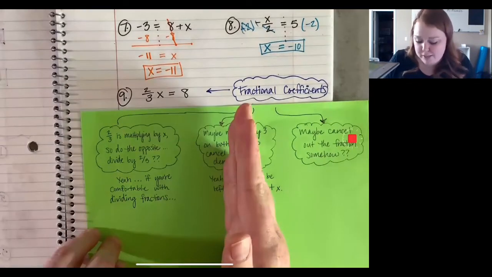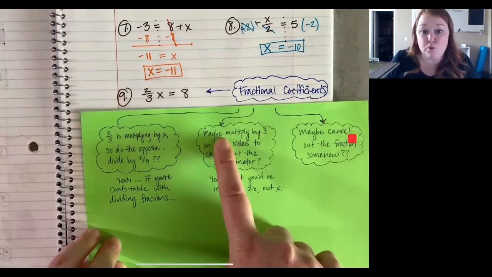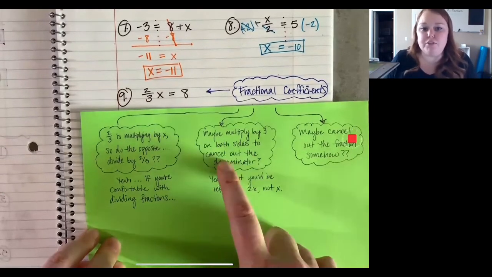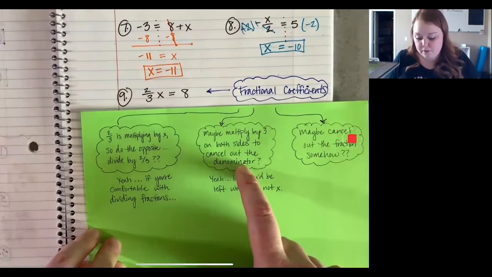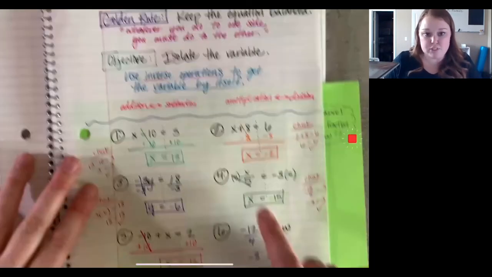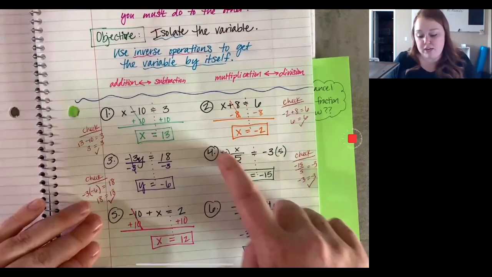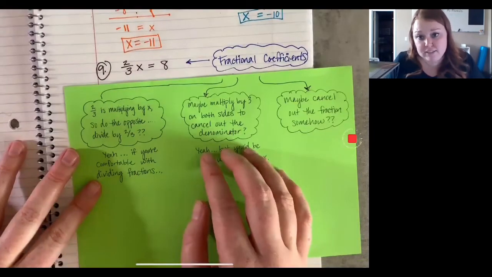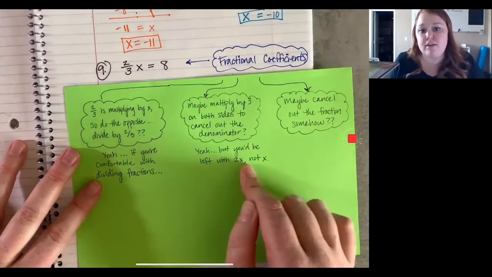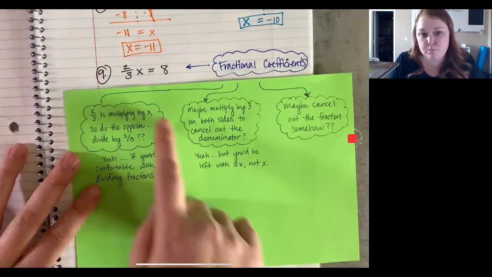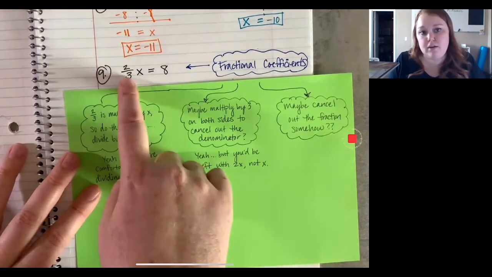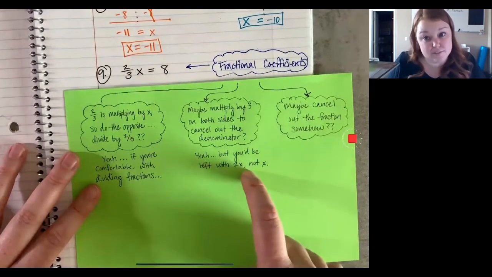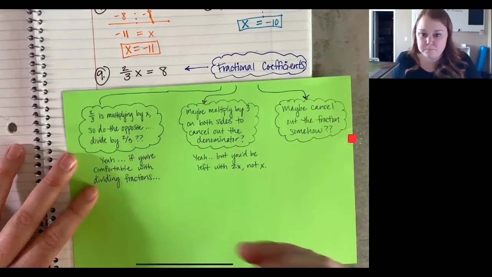So then maybe we go to a different strategy. Maybe multiply by 3 on both sides to cancel out the denominator. Because remember, when we were dividing by 5, we multiplied by 5 and it canceled out the denominator. So that could work. But you'd be left with 2x and not x, because multiplying by 3 cancels out the denominator, but it doesn't cancel out that 2. So it would be left with 2x, not x. Okay, so there would be more work to be done.